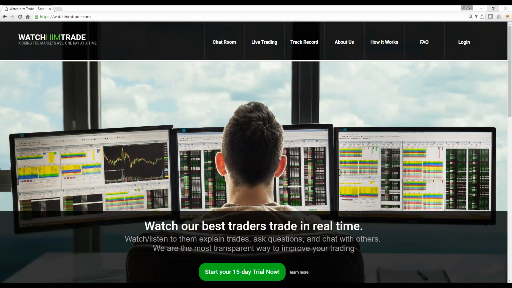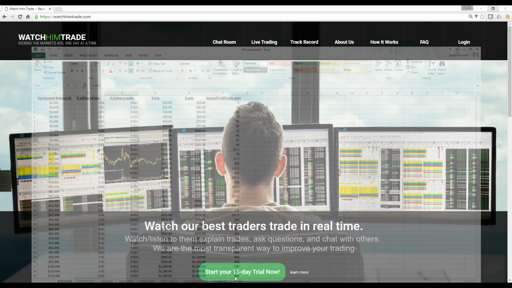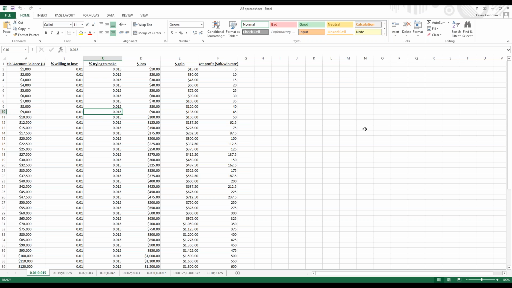Hey guys, I've got two really cool spreadsheets that I've created that help model risk, and I wanted to show you how to use them. They've been posted to the site, so I want to walk you through. The first one is called the IAB model, and this is your initial account balance.